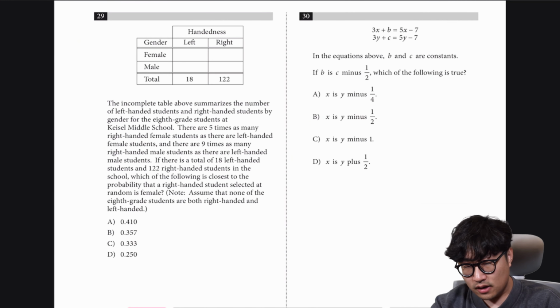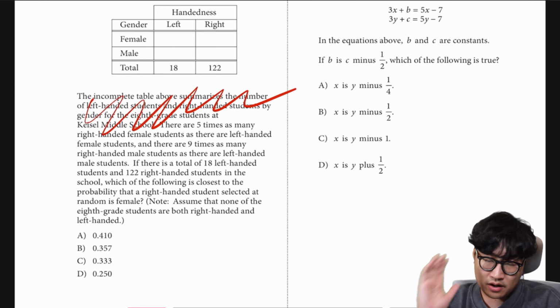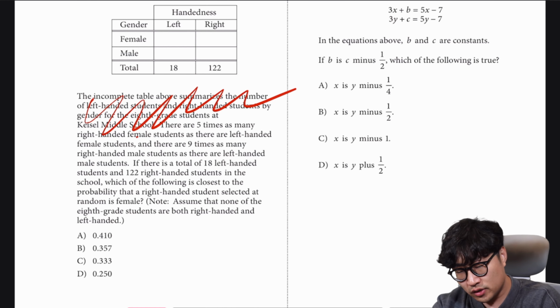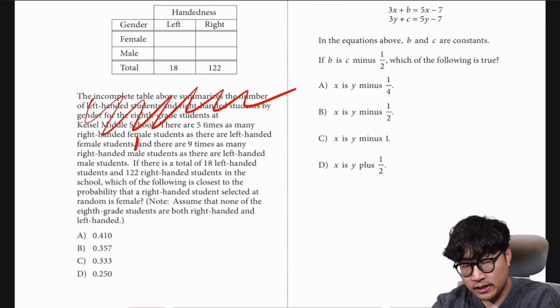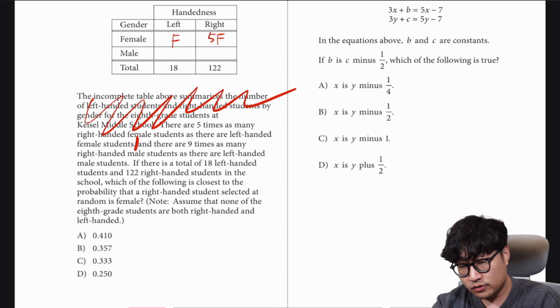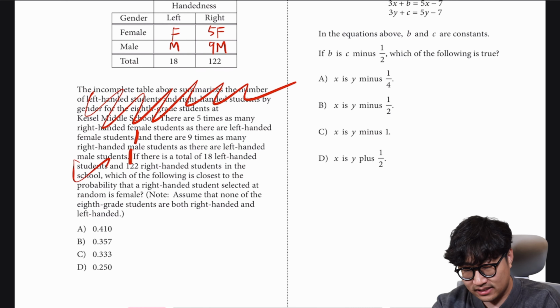Number 29. It's so long, so I'm not going to read that first sentence. There are 5 times as many right-handed female students as there are left-handed female students. Stop. So I'll go to female, and I'll say 5 times as many right-handed, so 5F, and then I'll call that F. And then there are 9 times as many right-handed male students as there are left-handed male students. Stop. So I'll call it M, and I'll call it 9M. And then the totals, I see that all in the table.